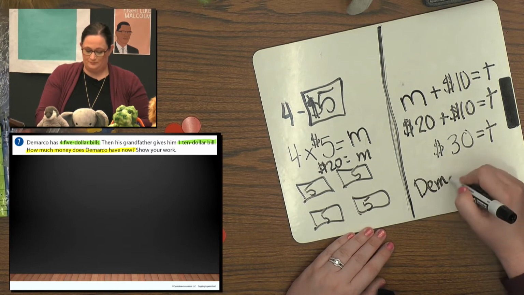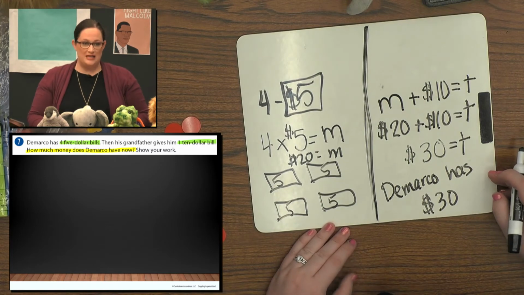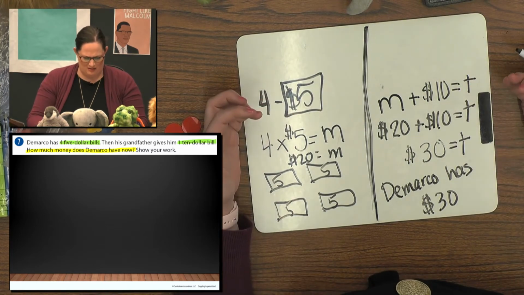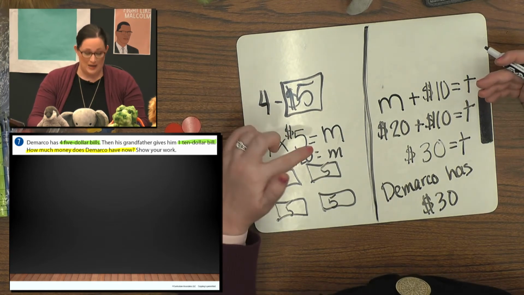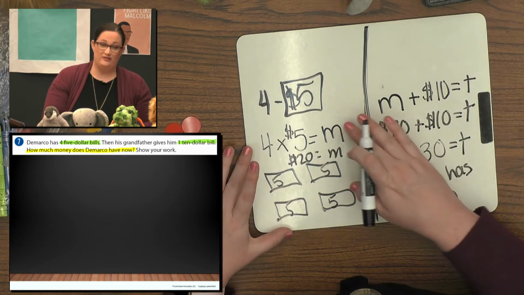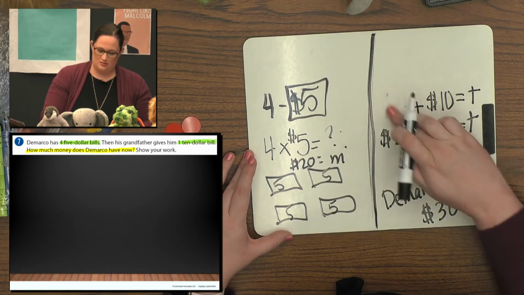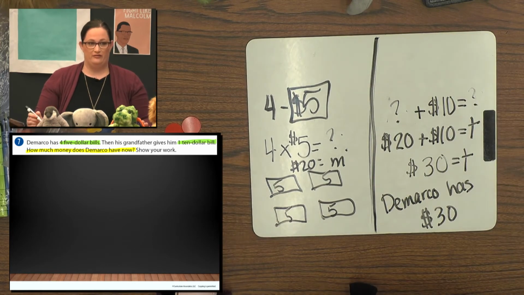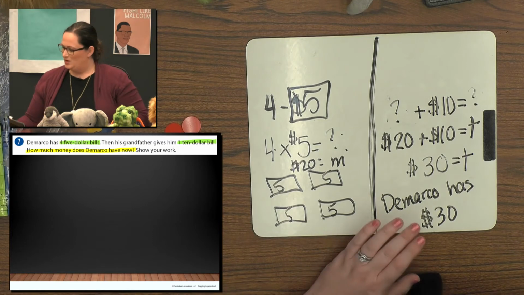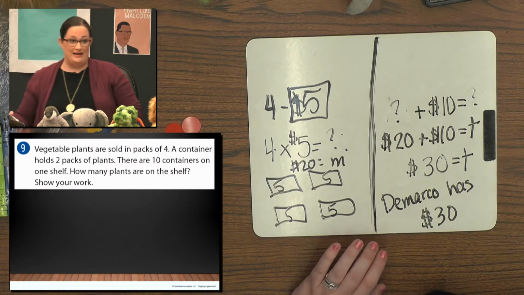DeMarco has $30. Is that what you got? Do you see how we take what we know and we think about, what am I trying to figure out? What parts do I know and what parts don't I know? And we can use letters, or if the letters are confusing to you, you can just use a question mark to figure out the new stuff, right? Cool. Okay. Looks like DeMarco can buy us lunch. I think that'd be great if DeMarco bought us lunch.